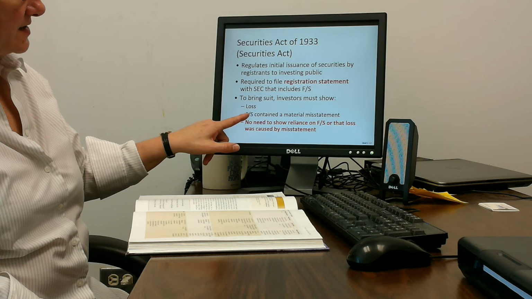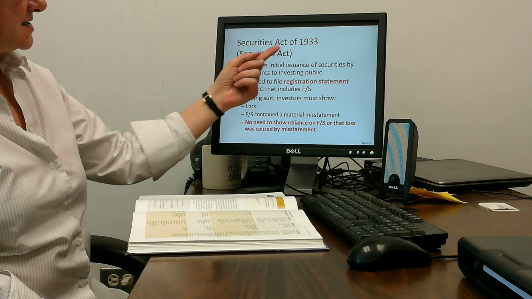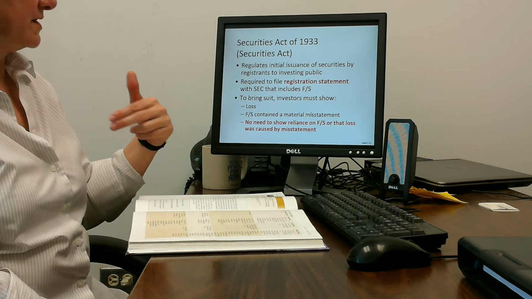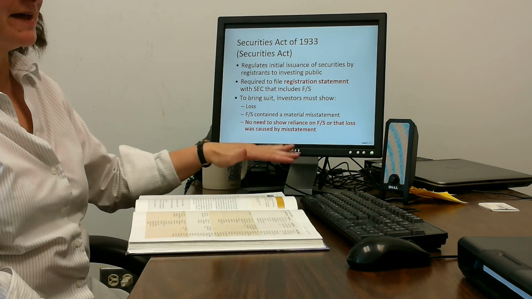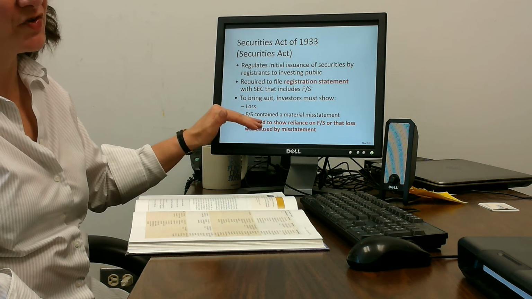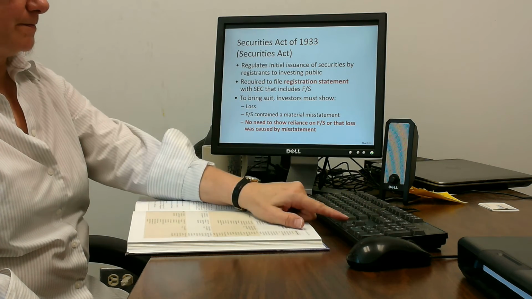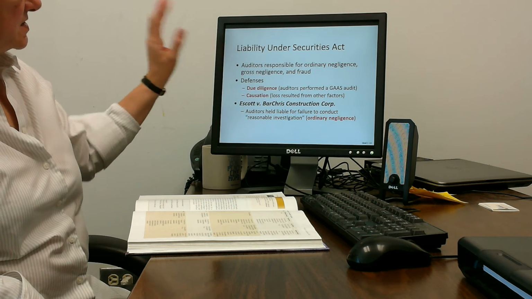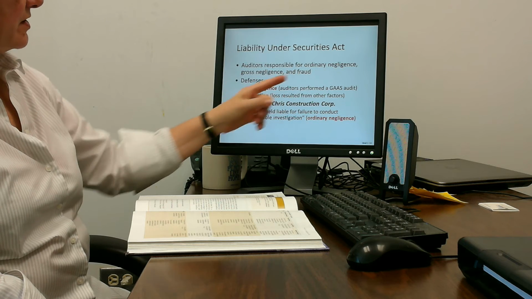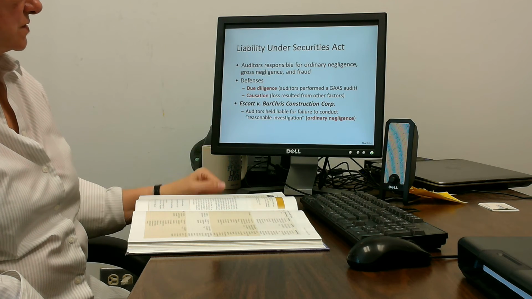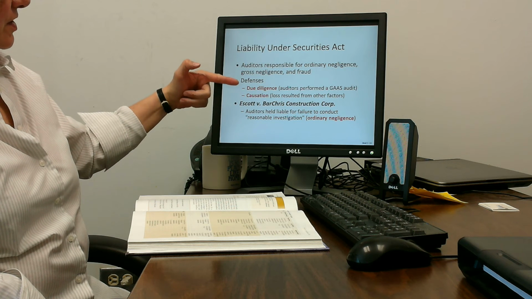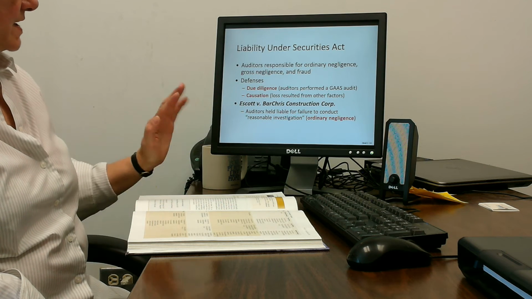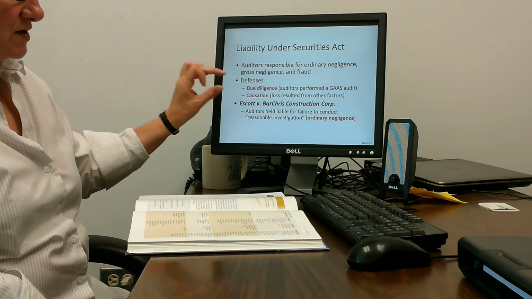So the people who buy that stock in an initial public offering under the Securities Act of 1933 don't have to show that they read the financial statements, don't have to show that they relied on them, or even that the misstatement was the cause of the loss. Just there was a misstatement, you missed it, you're liable. Right? So you needed to do a good audit. You're responsible for ordinary negligence, gross negligence, and fraud under this statute. Your defenses are, well, no, I did a good audit, or the cause was from some other factor. So basically, you have to be able to prove that you did a good audit.